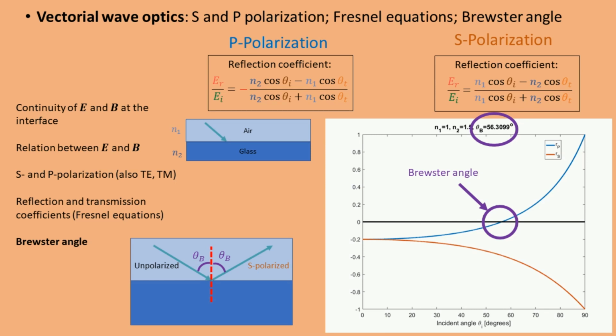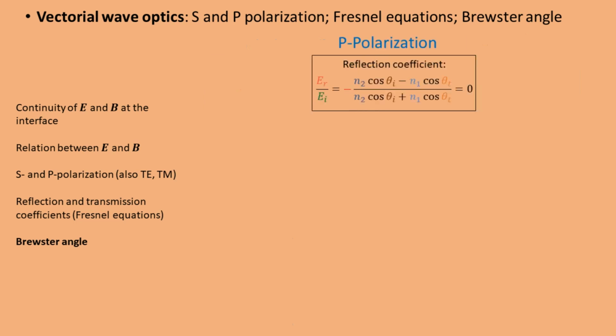To conclude, let's find an expression for the Brewster angle. By definition, the Brewster angle is the angle of incidence for which the reflection coefficient for P-polarization is 0. From this it follows that the numerator of the expression for the reflection coefficient must be 0. We want to have an expression that only depends on the angle of incidence, not the angle of refraction. So let's use Snell's law to eliminate the angle of refraction from the expression. We can do this by rewriting the two equations so that on the right-hand sides we only have cosine theta t and sine theta t.